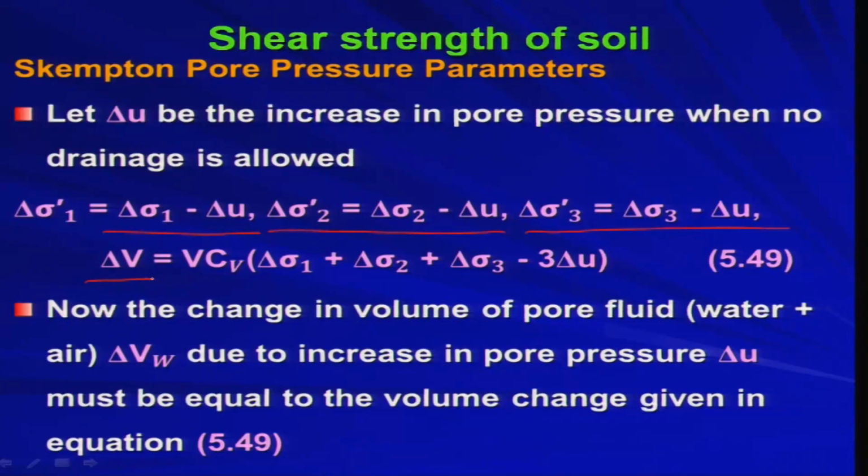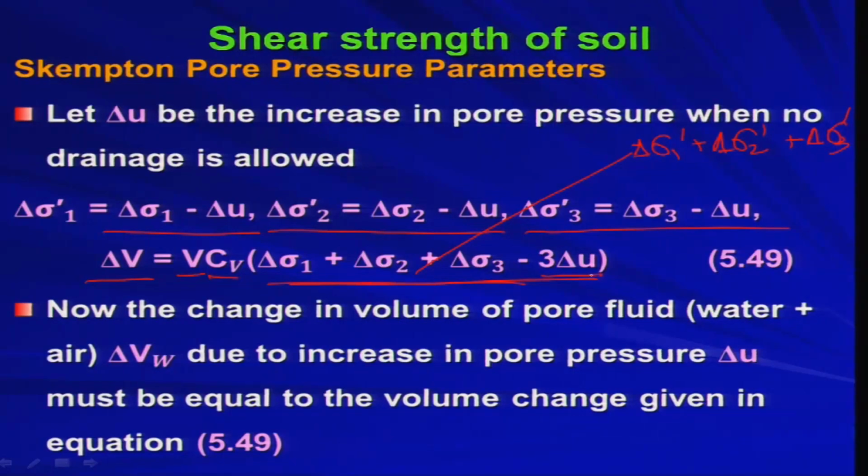So, delta V, from the previous expression, I can write as V into Cv into delta sigma 1 prime plus delta sigma 2 prime plus delta sigma 3 prime, right. So, now in terms of total stress parameters, delta sigma 1 plus delta sigma 2 plus delta sigma 3 minus 3 delta U, that is the pore water pressure, will be giving me the volume change, that is delta V. Now, the change in volume of pore fluid, try to understand. So, we are coming from the basics.